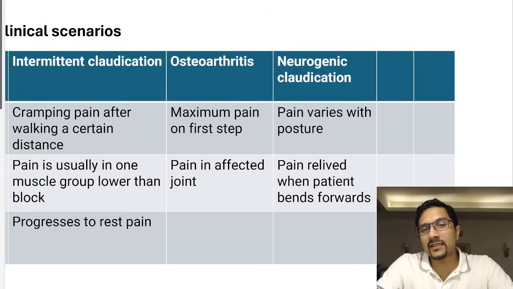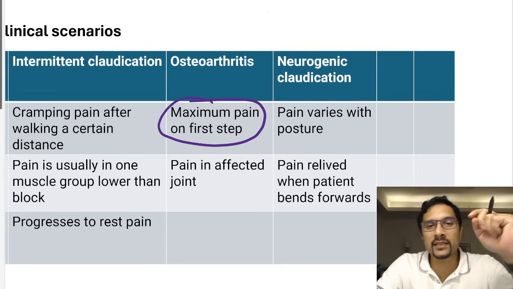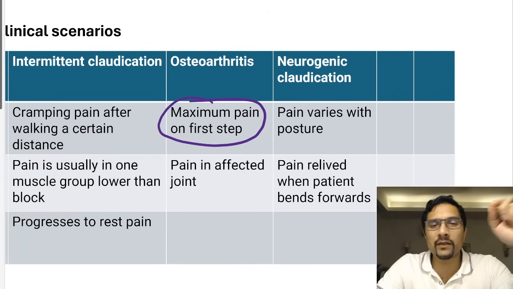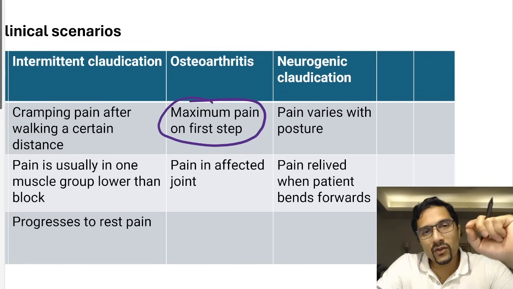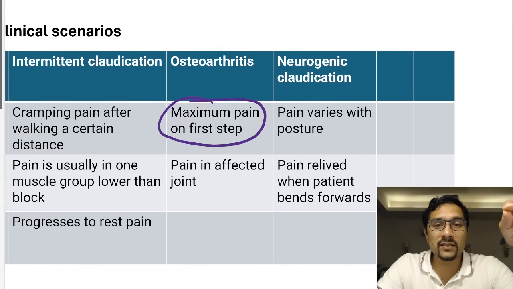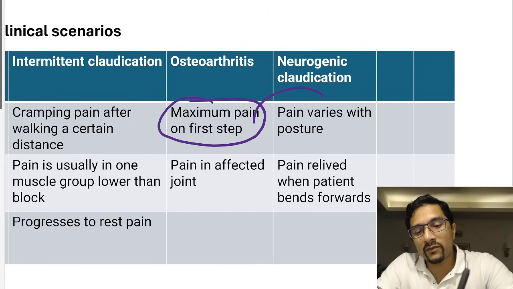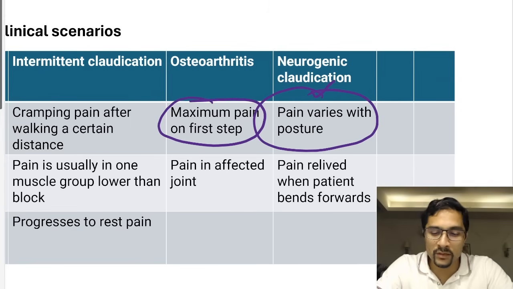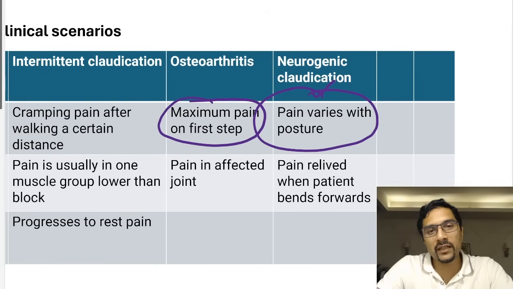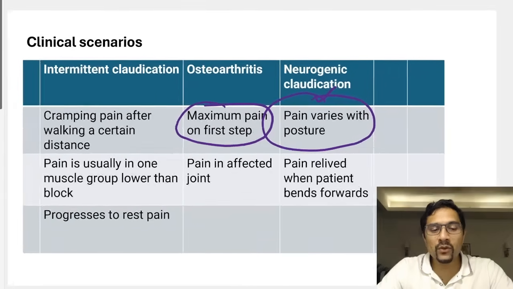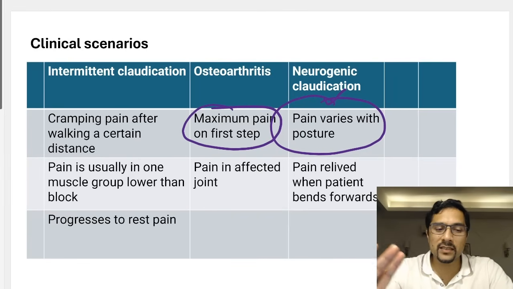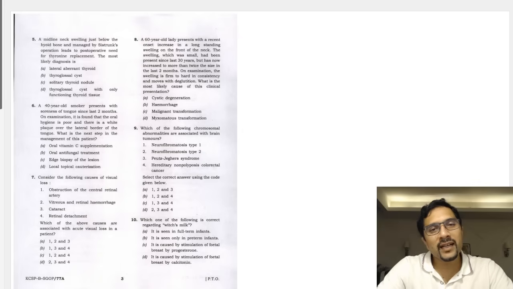Osteoarthritis, on the other hand, the classical history would be maximum pain on the first step. So when the patient gets up in the morning, the first step they take is excruciatingly painful, but as the day progresses they get better, and pain is in the affected joint. Neurogenic claudication is lumbar canal stenosis, right? And this is going to vary with posture. That is the most important thing. Pain varies with posture and is relieved when the patient bends forward. So these are the points which you need to know, and this is what can help you in differentiating these conditions. The answer to the question in UPSC was straightforward. It was a case of intermittent claudication.